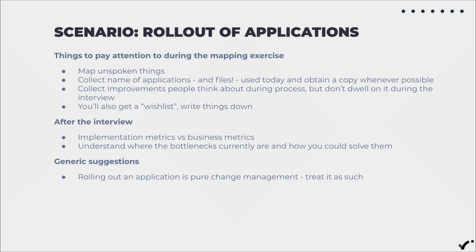Alongside the implementation metrics, there are business metrics. Say you're rolling out a CRM because you want a more efficient sales process, so you want a bigger pipeline or you want to increase your sales. Those are business metrics. They're not necessarily connected to the way you do the implementation, but to the fact that you're rolling out a CRM. So make sure you have distinct clusters of metrics, the implementation ones alongside the business ones.